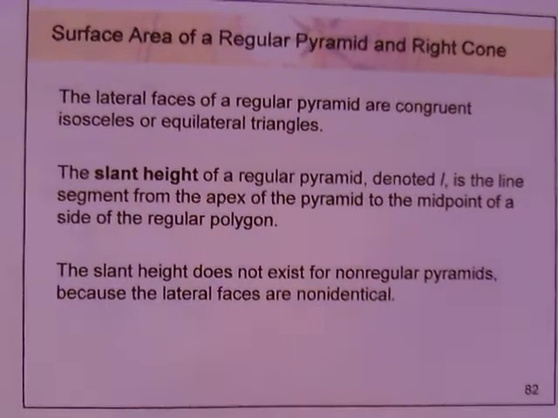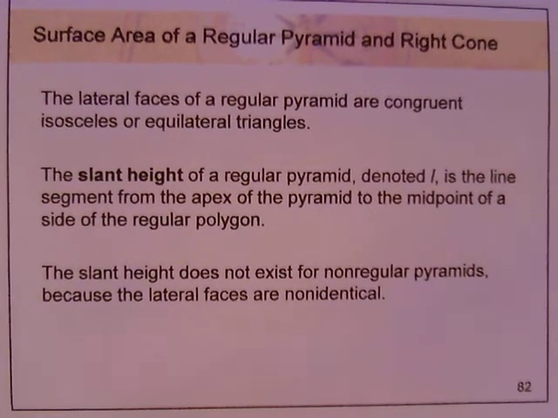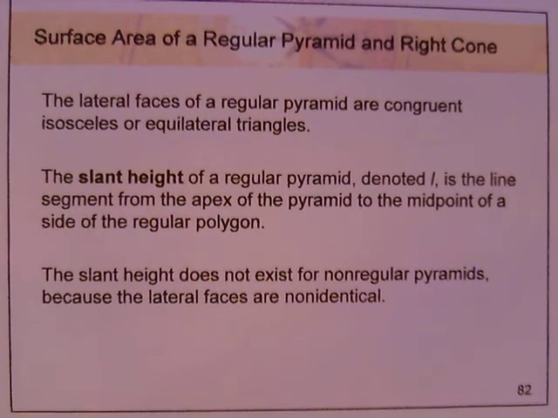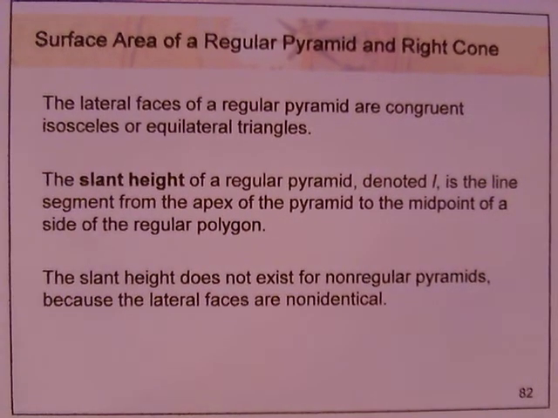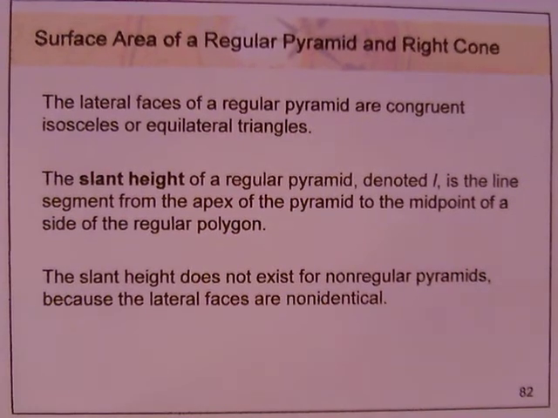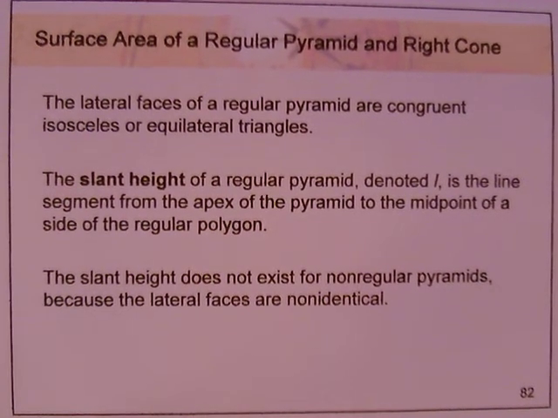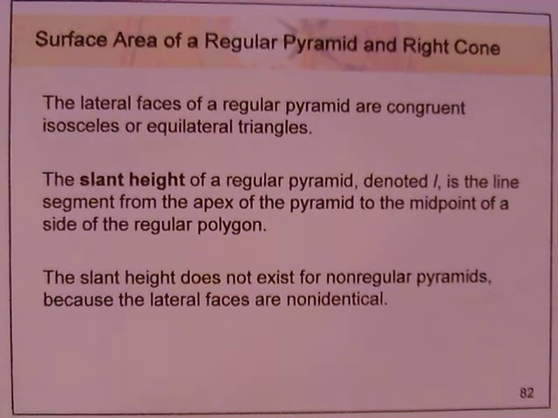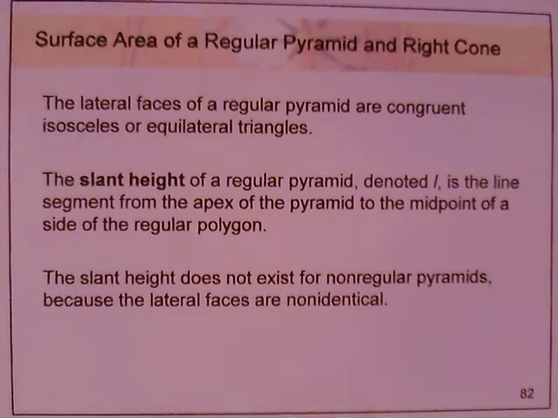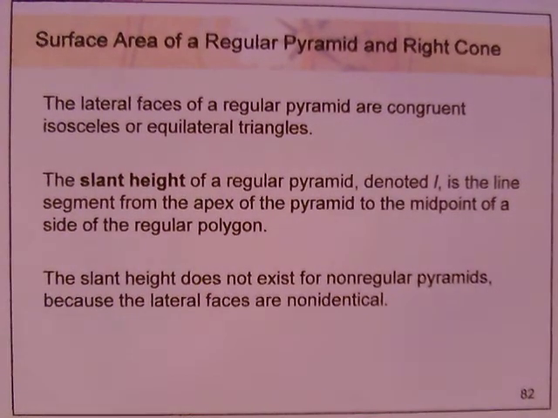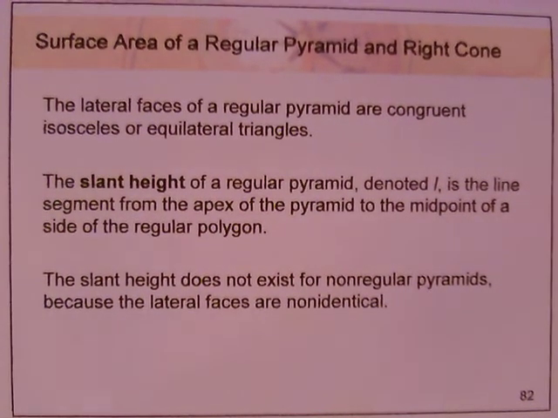All right, so the lateral surface area of a regular pyramid is made of congruent isosceles or equilateral triangles. The slant height of a regular pyramid, denoted by lowercase l, is a line segment from the apex of the pyramid to the midpoint of a side of a regular polygon.